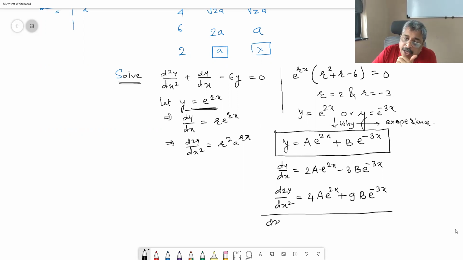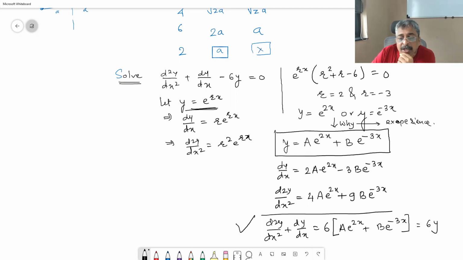Add them. So d2y by dx square plus dy by dx is equal to 6 inside bracket a e raised to 2x plus b e raised to minus 3x. Oh my god, this is equal to 6y. And hence we get the original equation. It is a degree 1 but order 2 equation, and therefore we want two constants, which we have here, and therefore this is the solution.